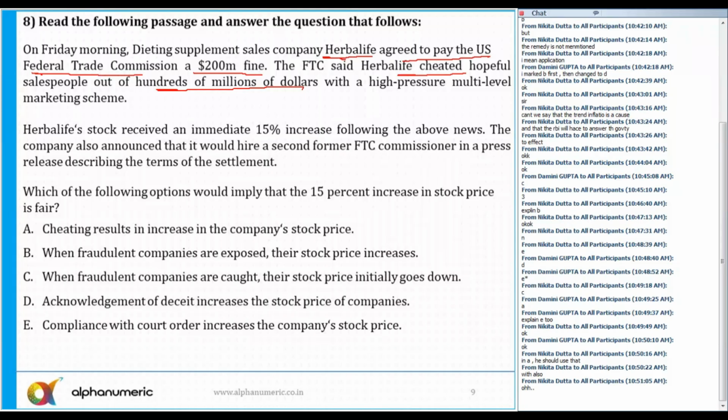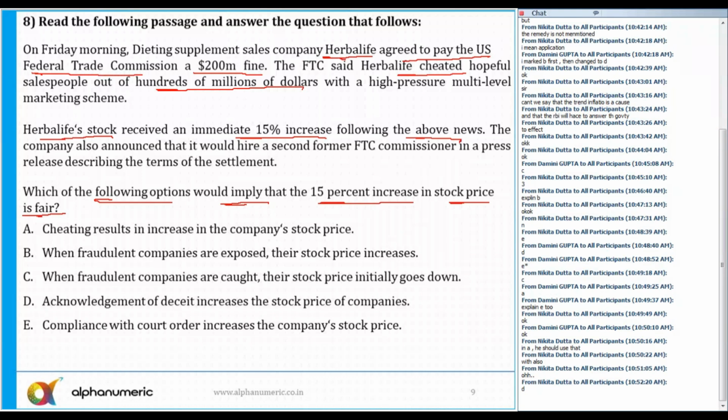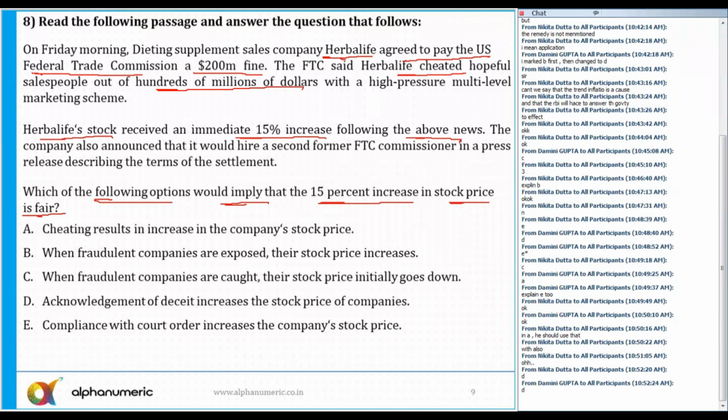When the company agreed to pay the fine, immediately there was a 15% increase in the stock of the company following the above news. Okay, the question is, which of the following options would imply that the 15% increase in stock price is fair? Which of the following will prove that 15% increase is fair? Yes, number D. The moment you acknowledge that you have done something wrong, that increases the stock price of your company. So it is but fair that because Herbalife has acknowledged deceit, their share prices should increase. Absolutely. It should be D.